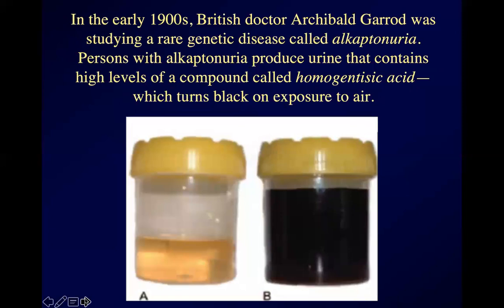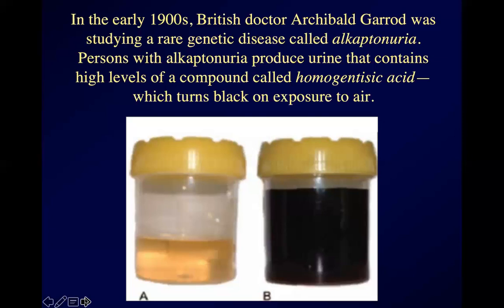Okay, jump back to the early 1900s. There's a British doctor named Archibald Garrod studying a genetic disease called alkaptonuria. On the left in that picture is the urine from a patient with alkaptonuria right after it's come out. On the right is urine from an alkaptonuria patient about 30 minutes after being urinated, and you note that it turns black. That black is due to a compound called homogentisic acid.